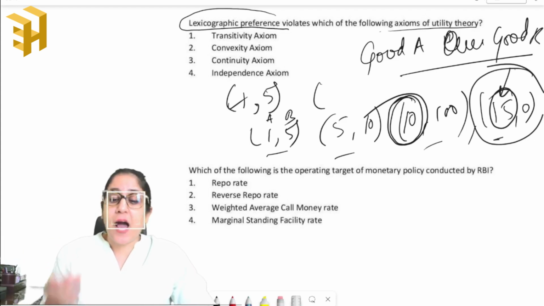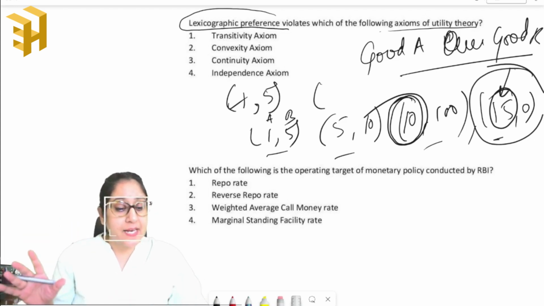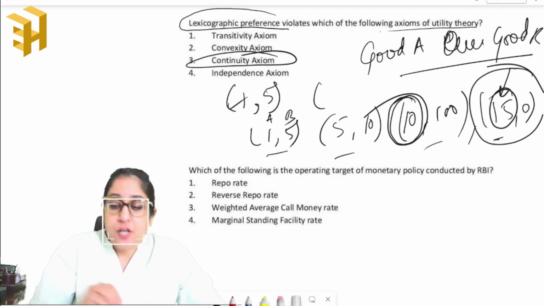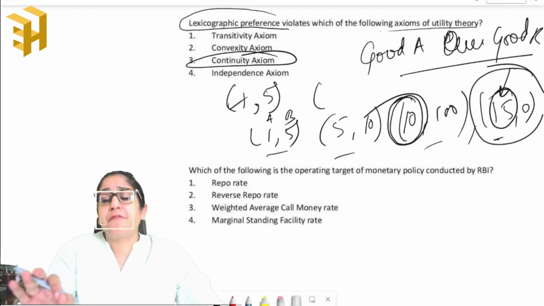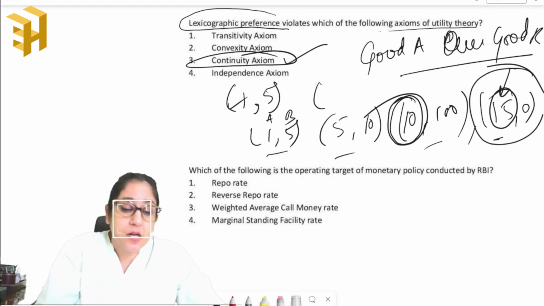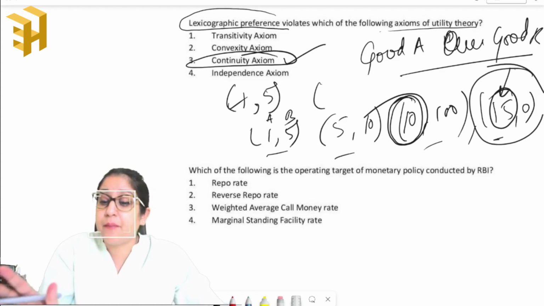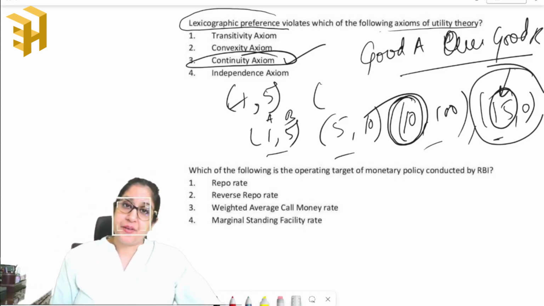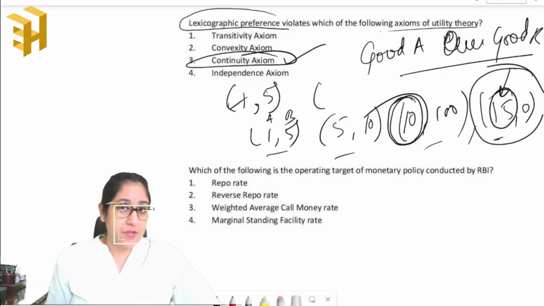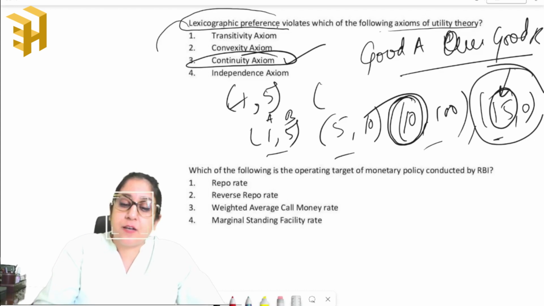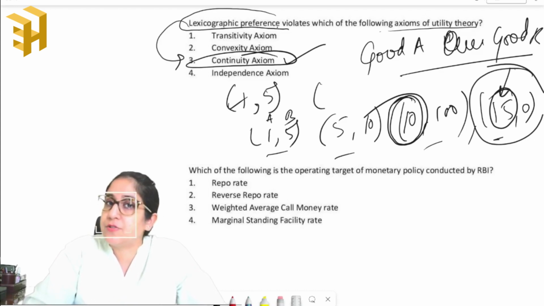Okay, now which of the axioms basically violates this is the continuity axiom, right? So the lexicographic preferences cannot be represented by the continuity axiom simply because of the strict hierarchy that is involved here, right? So that is why these preferences cannot be represented in continuity axioms.